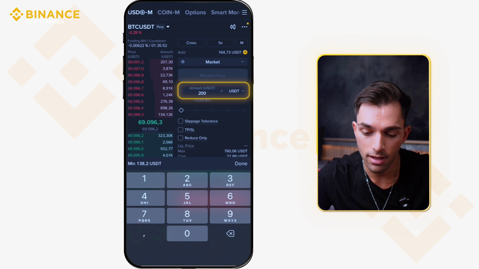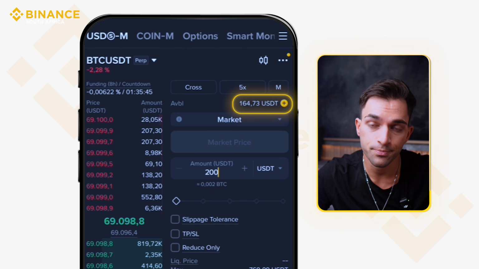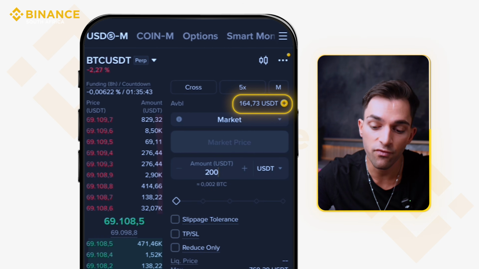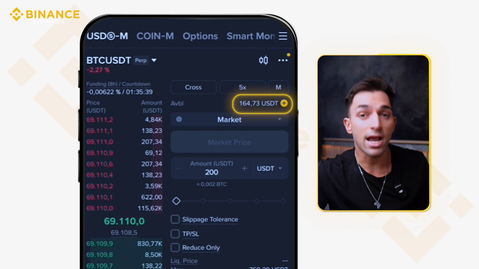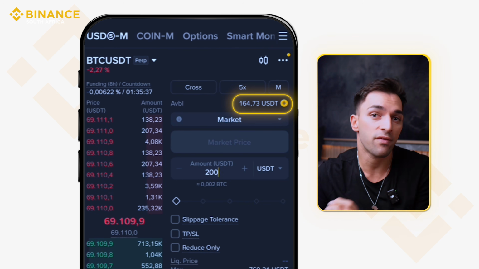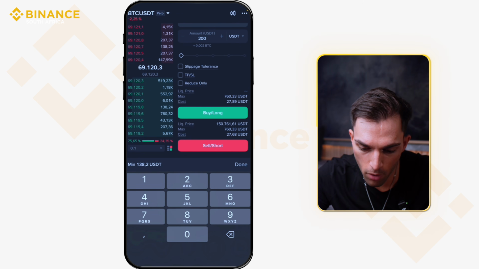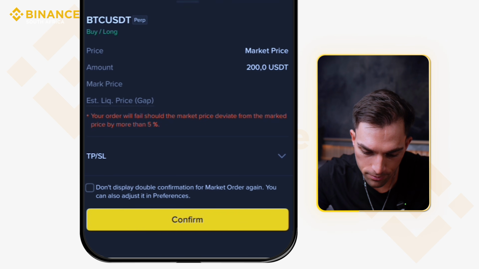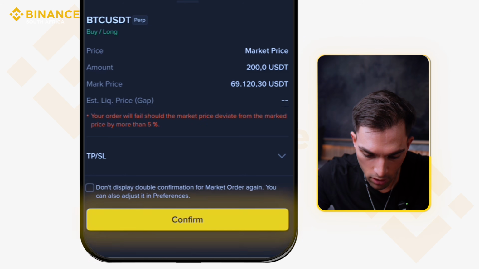Now, the amount that you put here is the leveraged amount. We currently only have $164 in our account, but I can place a trade for $200 because I have that 5x leverage. So my money that's actually going to be used in the trade is 1/5 of $200. I believe the market is going to go up, so I'm going to take a long position. Look at the details and confirm them, and click on confirm.